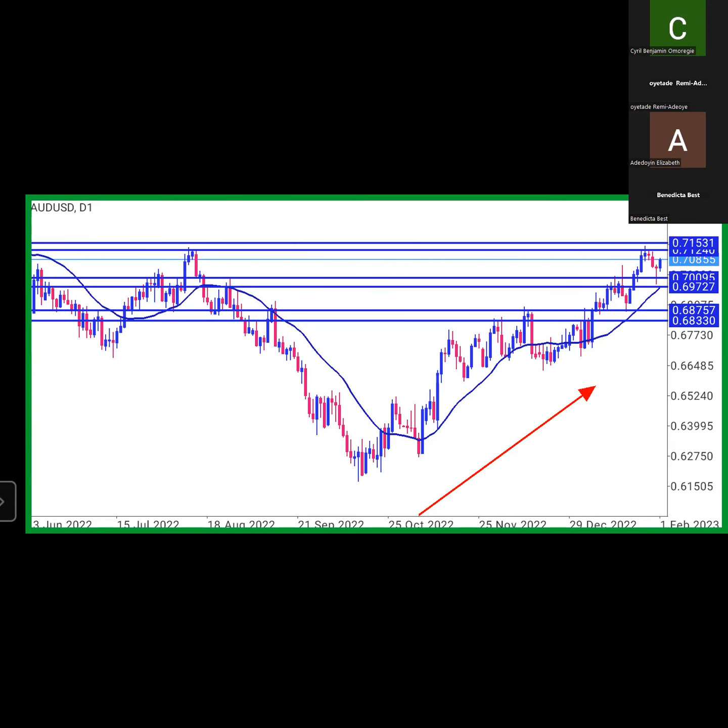Yes. Okay, so which of these zones I marked out are you supposed to buy from? 0.70095. Okay, good. So I hope you are not going to tell me next time that you're buying from that 715, waiting for the market to break. If you wait, you'll be tired. Do you understand?